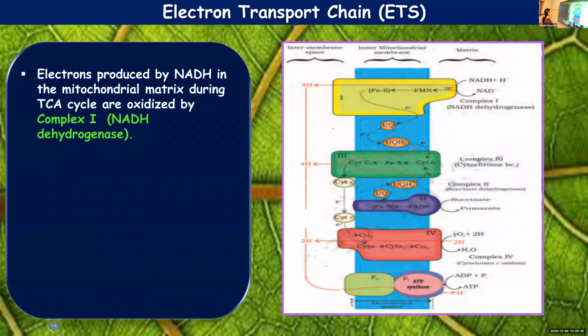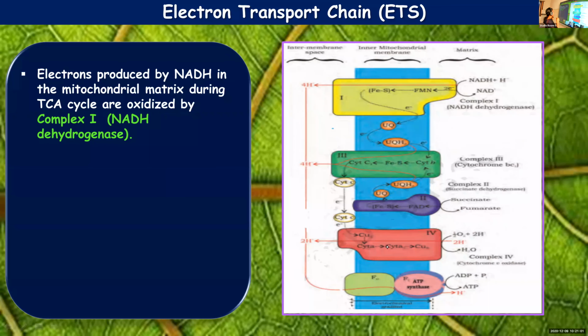Electrons produced by NADH in the mitochondrial matrix. You know that the Krebs cycle is taking place in the mitochondrial matrix. So as a result, NADH is produced in the mitochondrial matrix because it's a product of the Krebs cycle.